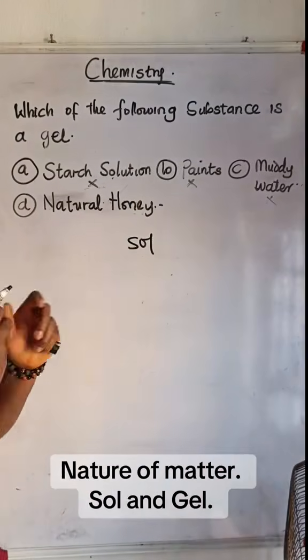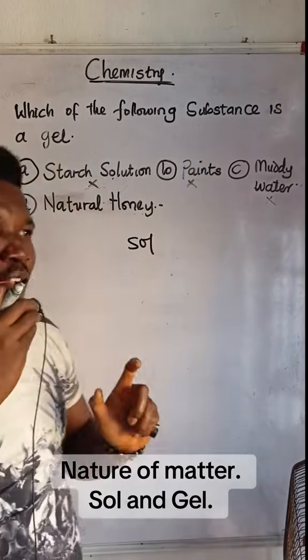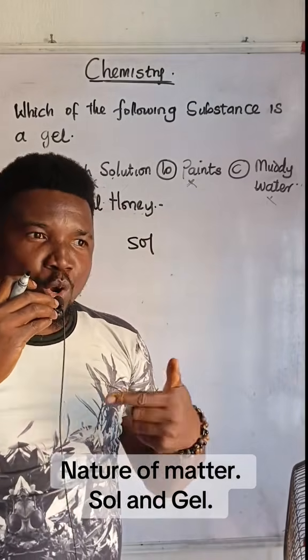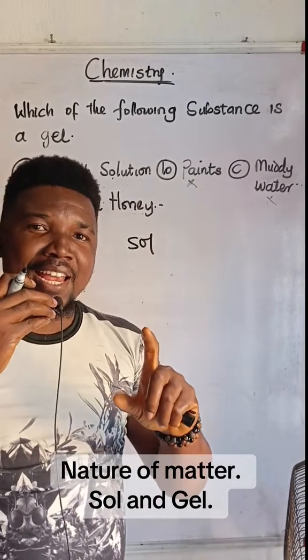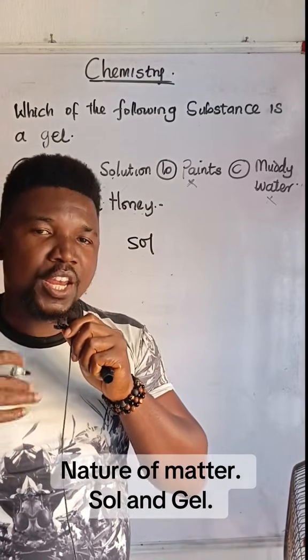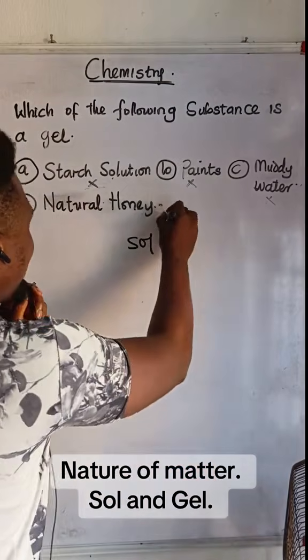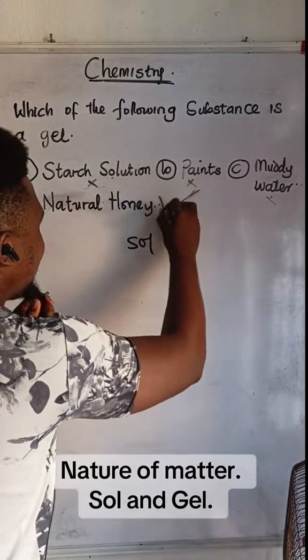Let's go over to natural honey. Natural honey is a gel and also a colloidal dispersion where the solutes are insoluble in what? In the solvent. So our answer is natural honey.